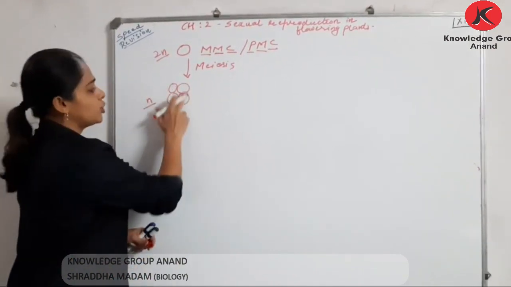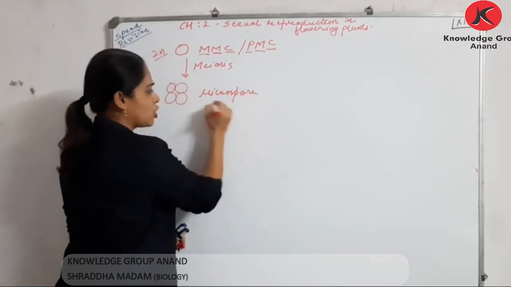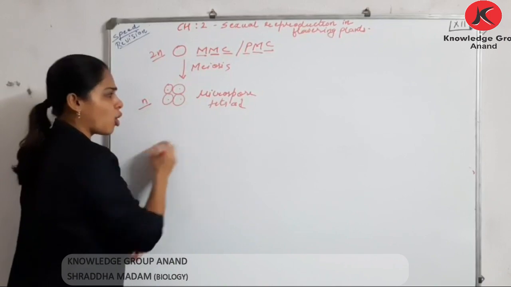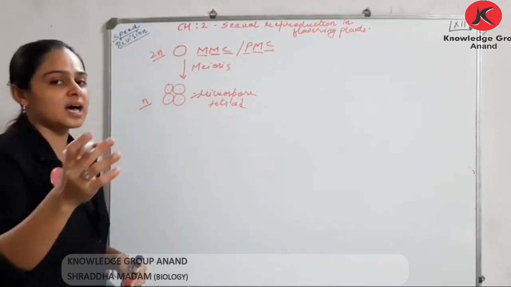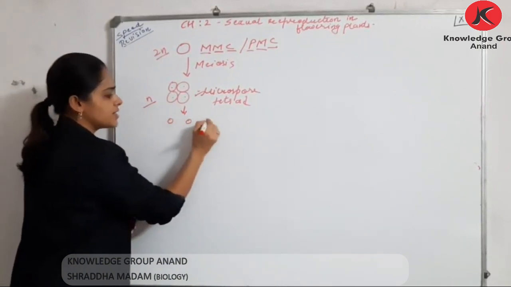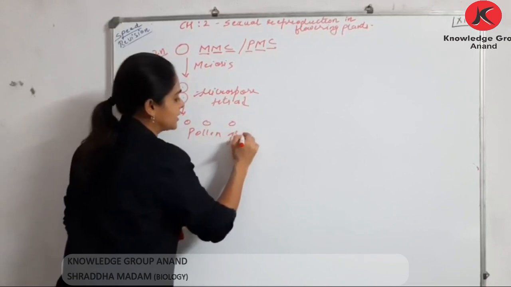ठीक है? तो you will get a structure like this, which is called your microspore tetrad. As you can see over here, 1, 2, 3 and 4. Microspore tetrad कहा जाता है. As your anther matures and dehisces, each of these microspores separates to form pollen grains.